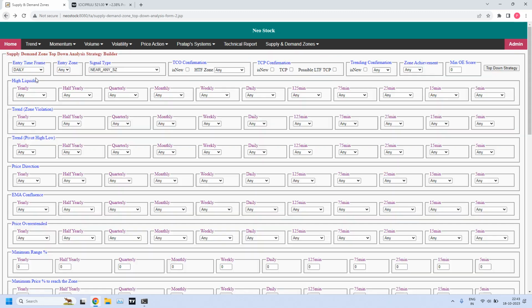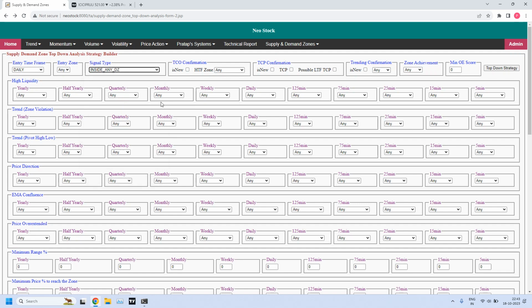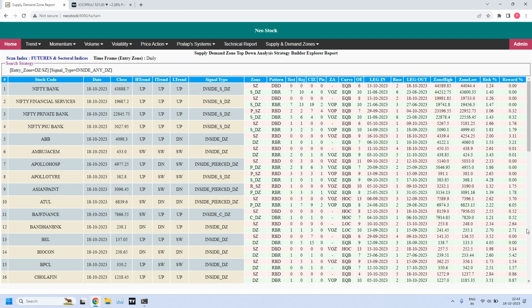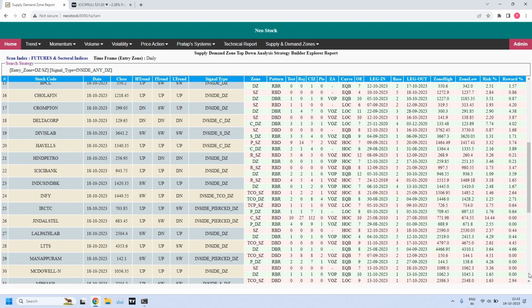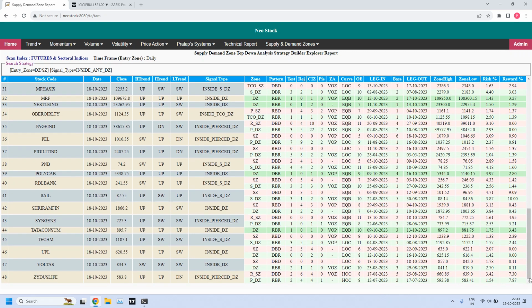So let's go back. For entry time frame daily, let us find the stocks which are closed inside the daily demand zone. This is the filtered list. Because today's market is a bearish market. See, many stocks closed inside the daily demand zone. We have a big list. Total 48 stocks are closed inside the daily demand zone.